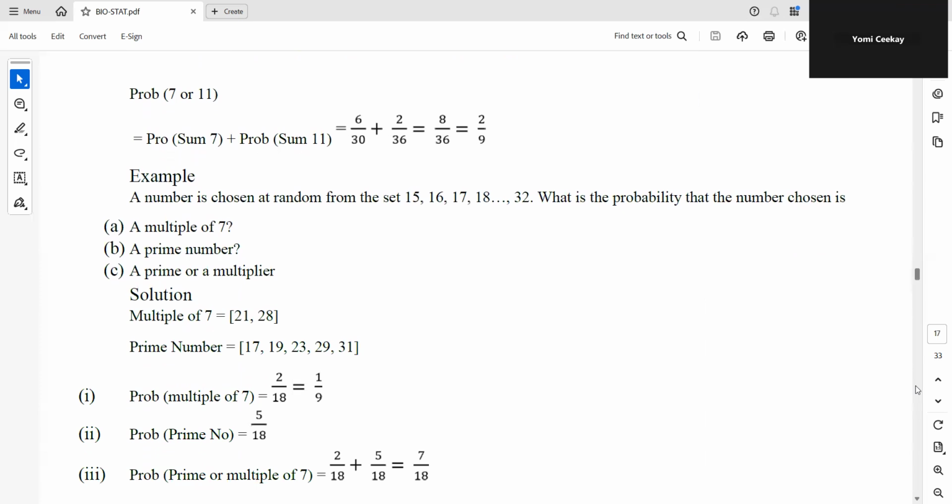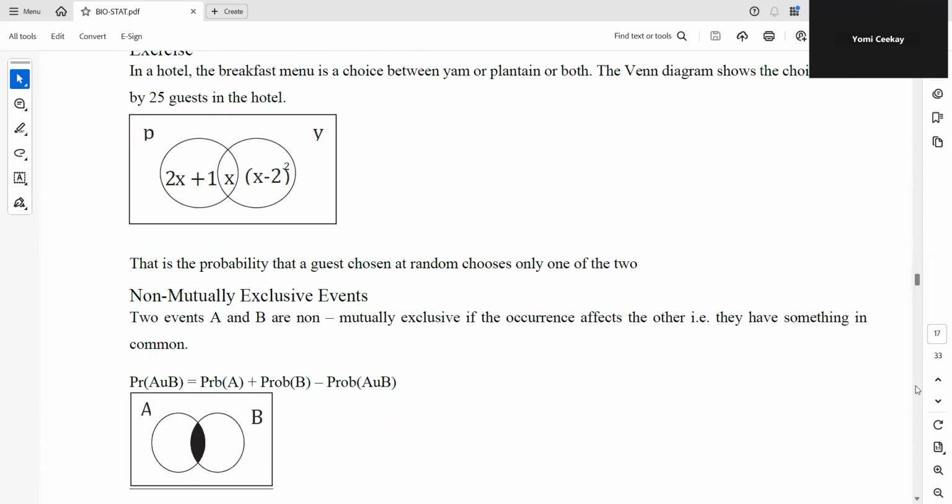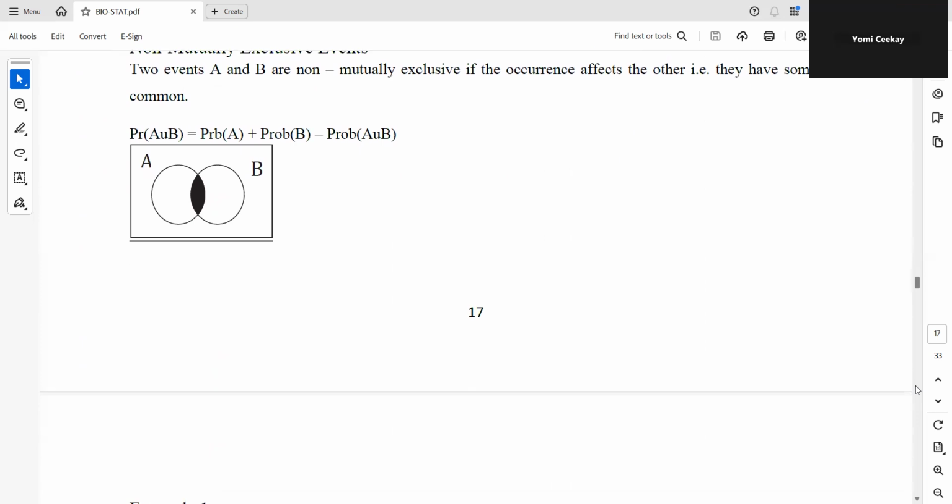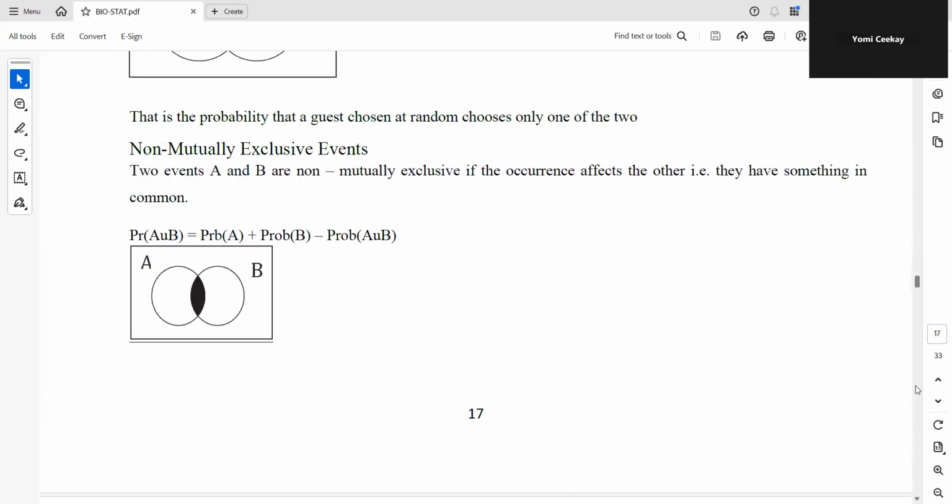Then from there, we have solved examples here. Then we move to non-mutually exclusive events. Two events A and B are said to be non-mutually exclusive if the occurrence of one affects the other. That is, they have something in common.